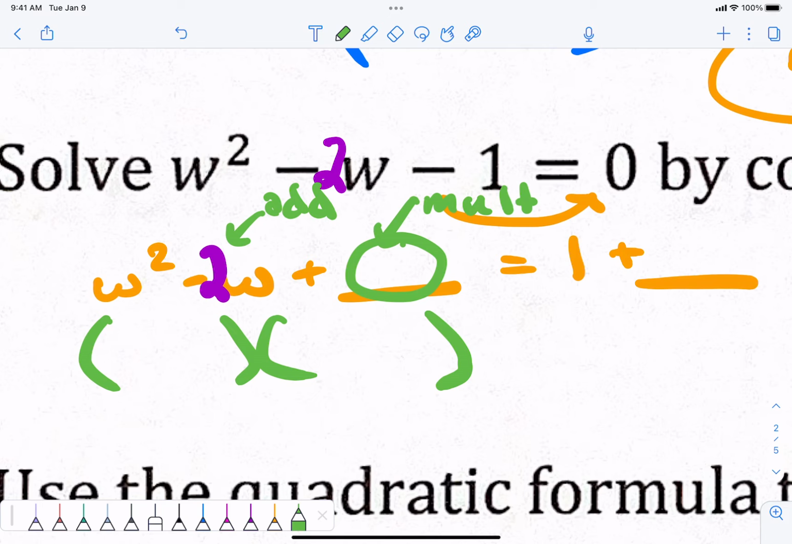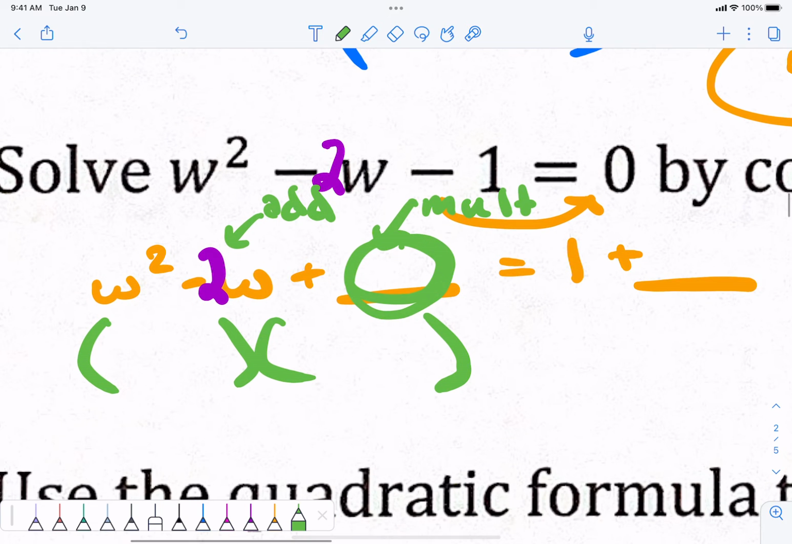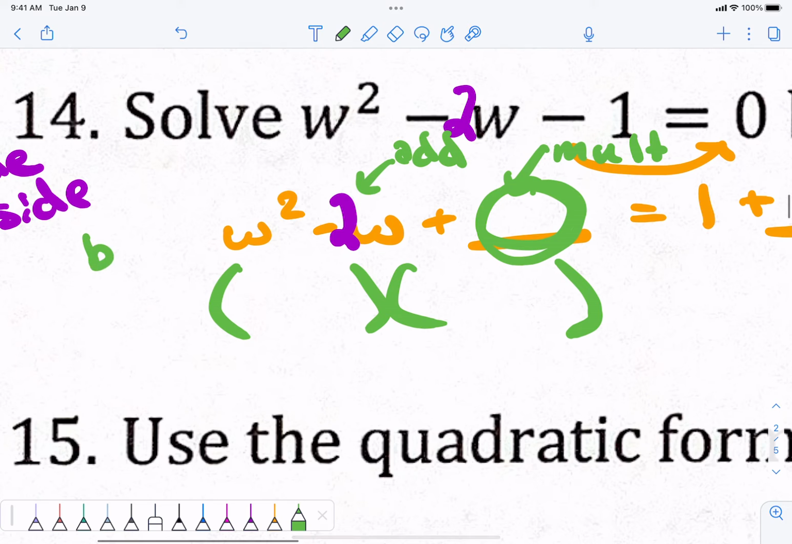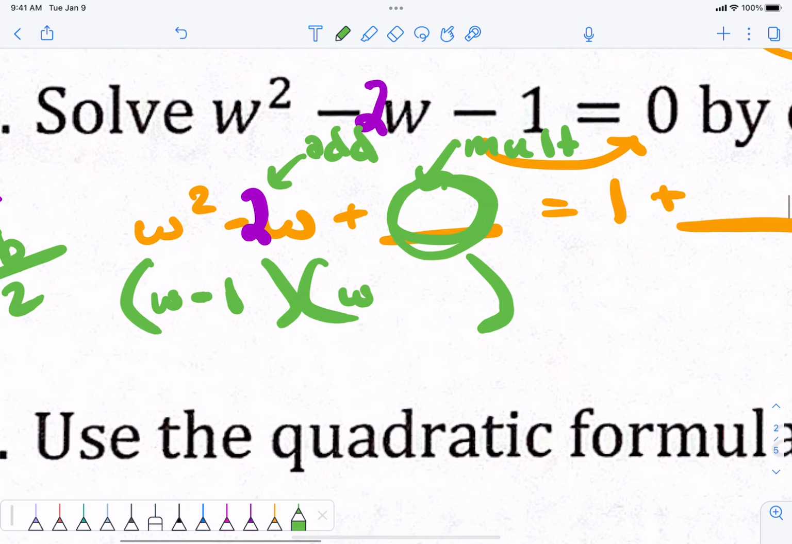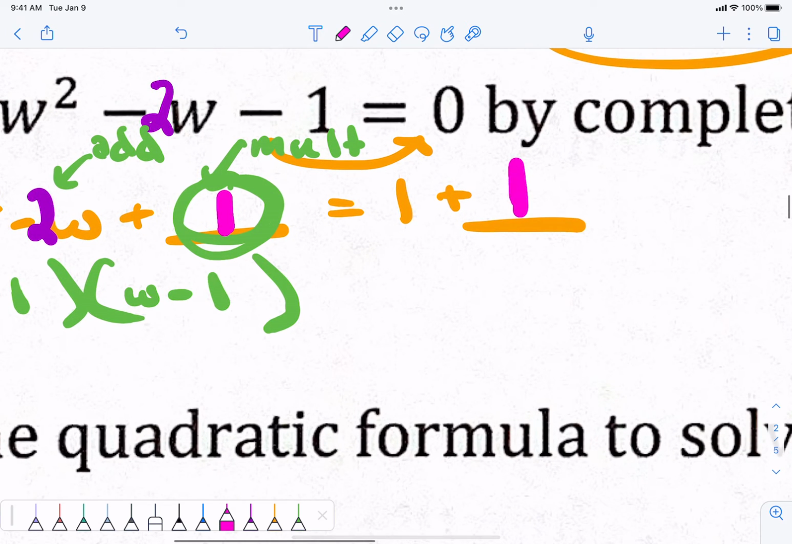-1. So I add them together, it gives me -2, but when I multiply them, it gives me this number right here. Isn't there like a formula for figuring that number out? You just take that b value divided by 2. What's -2 divided by 2? -1. W minus 1 and W minus 1, right? If I take -1 and add it to itself, it gives me -2. But if I multiply it by itself, it gives me 1. So I'm adding 1 here and I'm adding 1 here. You see that?